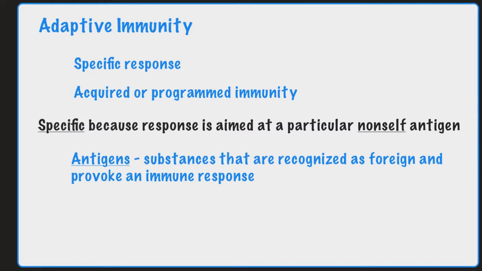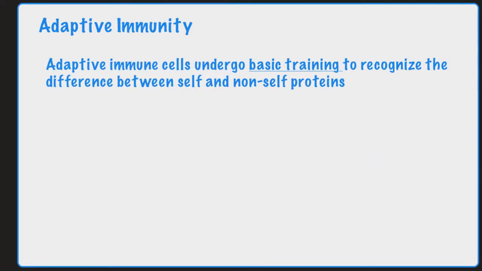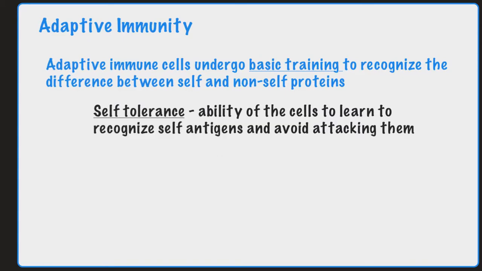The adaptive immune system does this through what is called basic training. This is where the cells learn to recognize self-antigens and to avoid attacking them. This is referred to as self-tolerance. If this skill is not mastered, then those cells are destroyed. However, sometimes those cells can bypass this, and if there is a loss of self-tolerance, in other words, the cells now recognize self-proteins, then that results in an autoimmune disease.